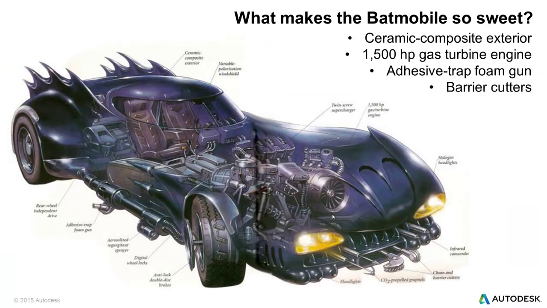So what makes the Batmobile so sweet? Well, there's a lot of cool things about it. Ceramic composite exterior, 1500 horsepower gas turbine engine, adhesive trap foam gun, because who doesn't need a foam gun? The barrier cutters, all sorts of cool stuff that you can see on this picture. We had to make some simplifications, so not all of this is included in our simulation.